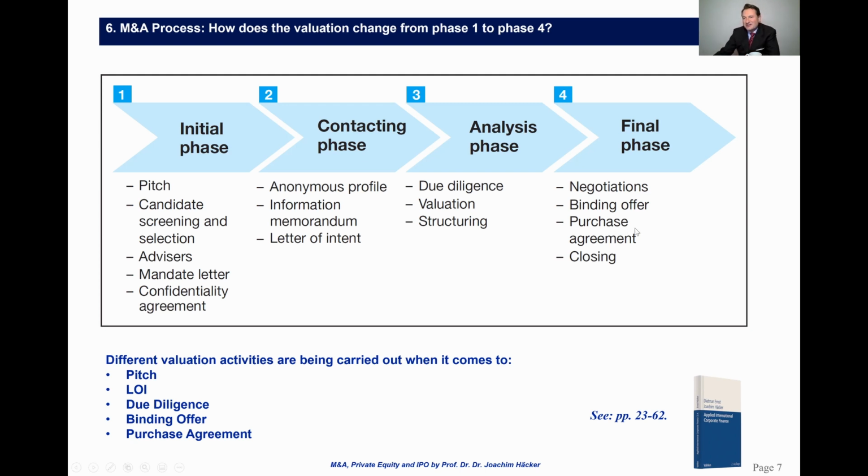And then it comes to a so-called signing. Between signing and closing, antitrust authorities need to approve the transaction, and 75% plus 1 share needs to agree and be in favor of the transaction. So we see the valuation process changes significantly during the entire M&A case, depending on the information level you use as a basis for the valuation.